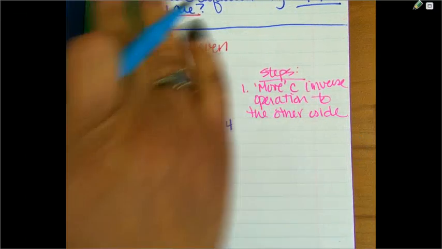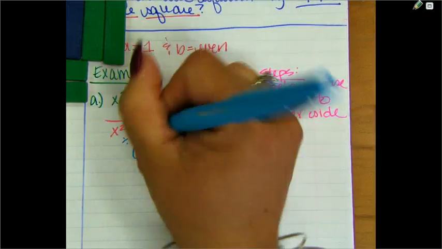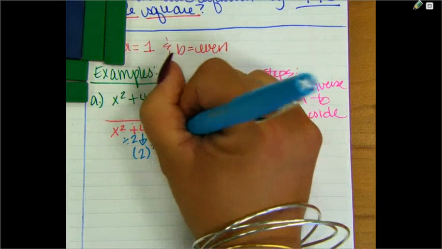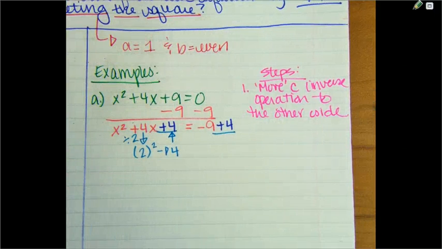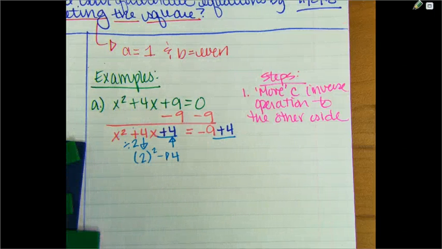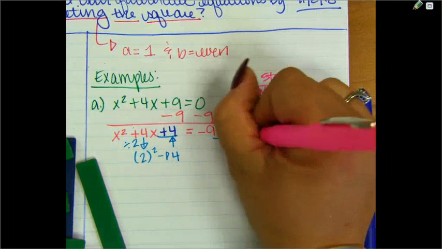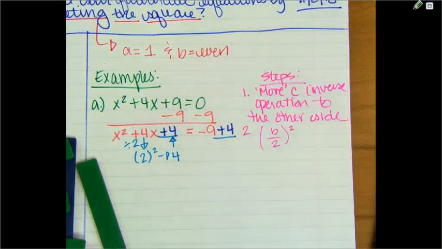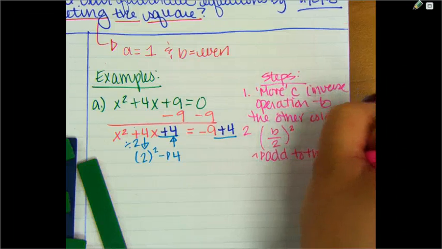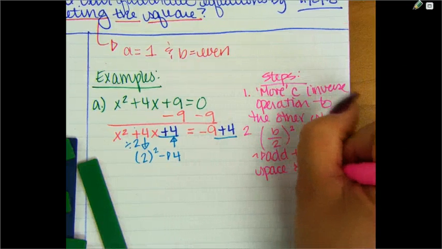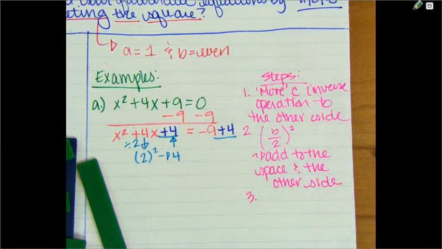And we got 2, right? And then what did we do with that number? You square it to get how much? 4. And is that the number I added on both sides? Yes, it is. Okay. Go back to my picture. So step 2 over here is b divided by 2 squared. And I'm going to say add to the space and the other side.